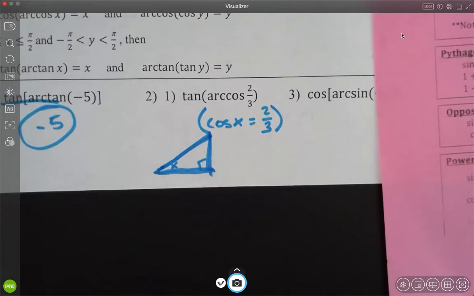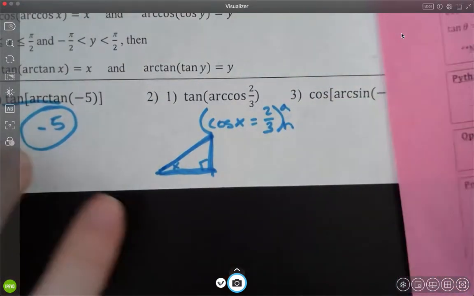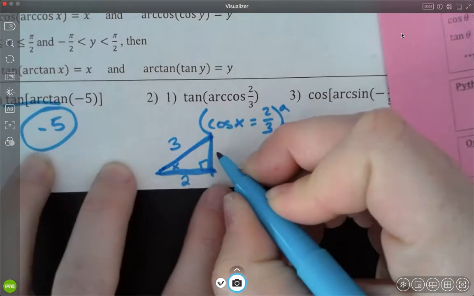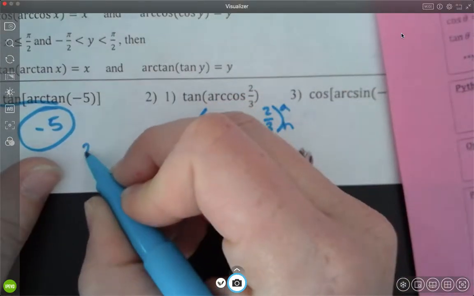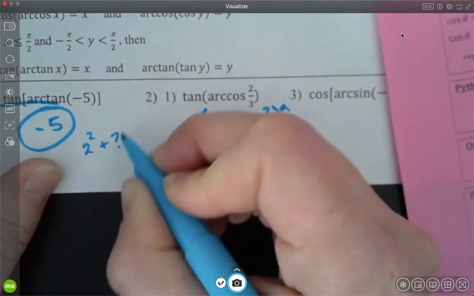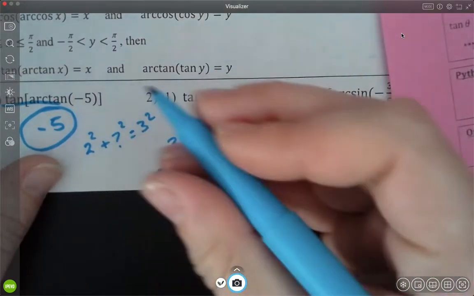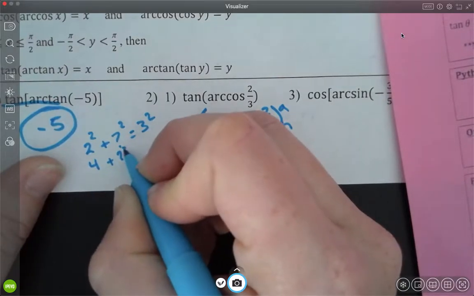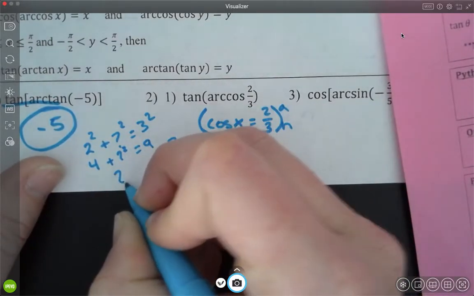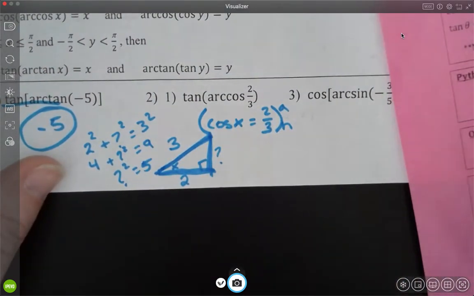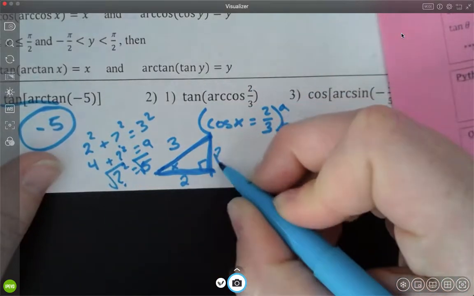So where does 2 go and where does 3 go? Cosine is adjacent over hypotenuse. So the adjacent side is 2, and the hypotenuse is 3. How do I figure out the missing side? 2 squared plus question mark squared equals 3 squared, right? 4 plus question mark squared equals 9. Question mark squared equals 5. Are you following me? If I take the square root, this side is the square root of 5.